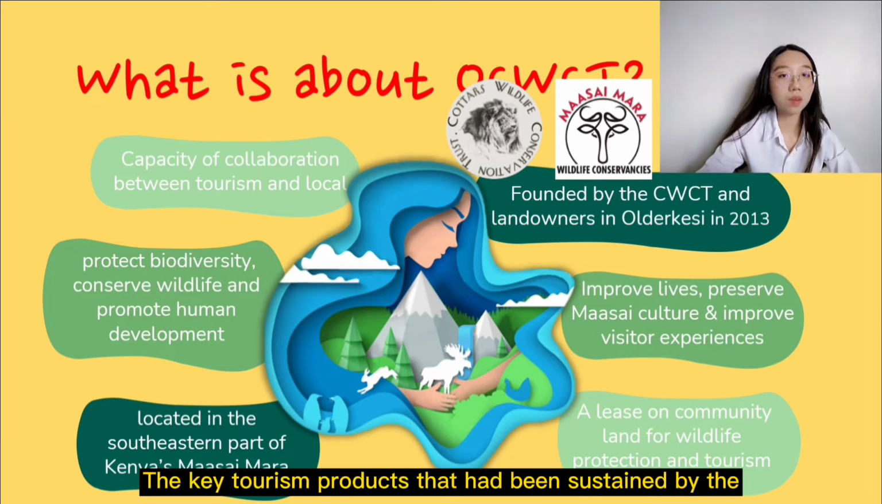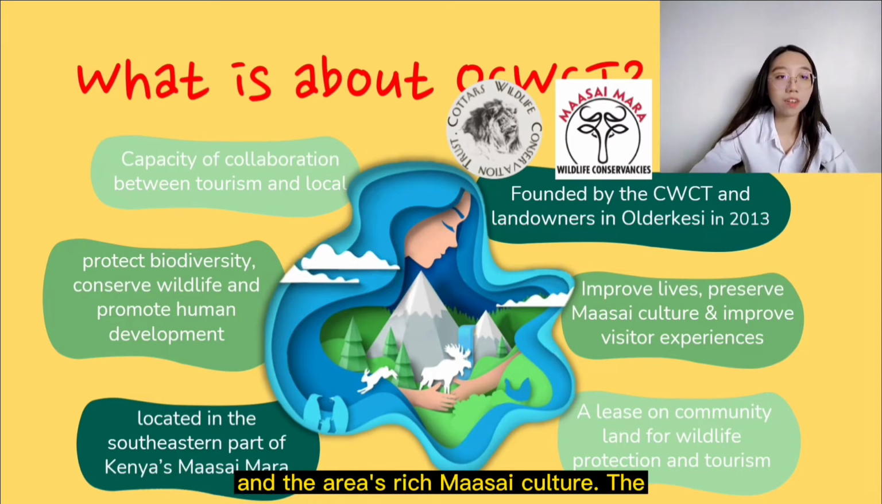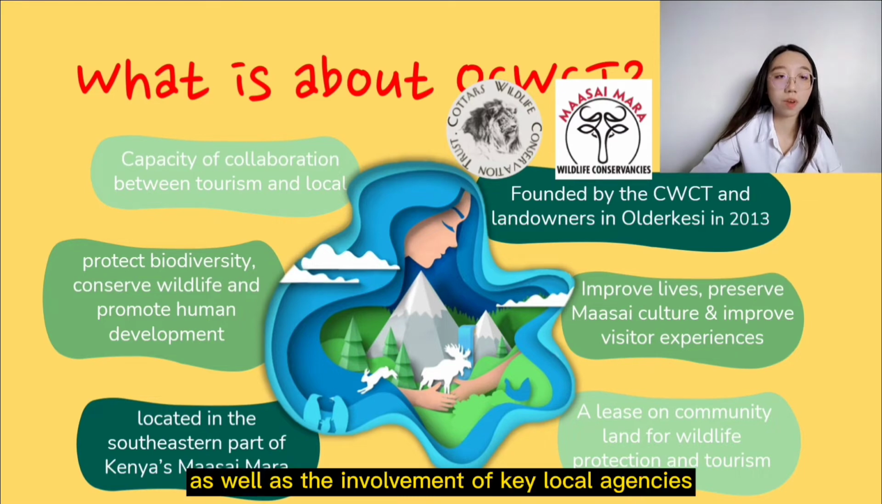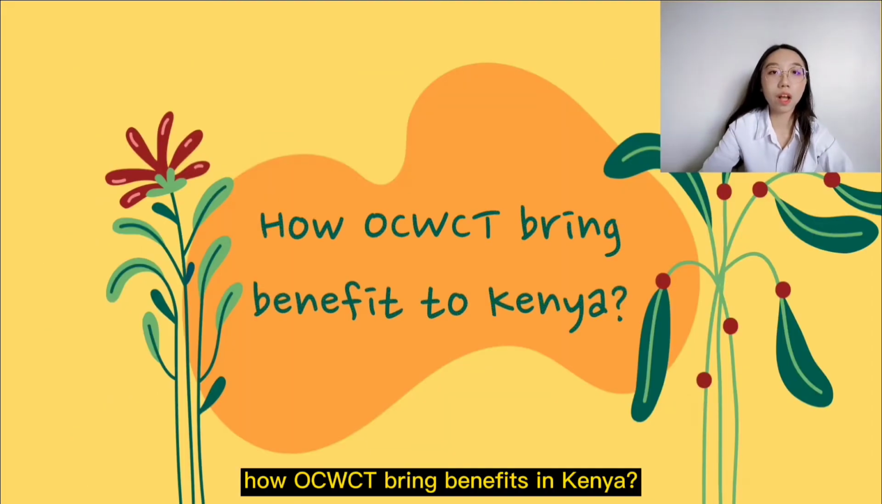The community received an incentive in the shape of a land lease charge in exchange. The key tourism products sustained by the CWCT and OCWCT are wildlife and the area's rich Maasai culture. The key stakeholders are Kota 1920 camp and the area's landowners, who are involved in decision making. All landowners' engagement, as well as the involvement of key local agencies to ensure adequate documentation and certification, has been critical. Well, how does OCWCT bring benefits in Kenya?